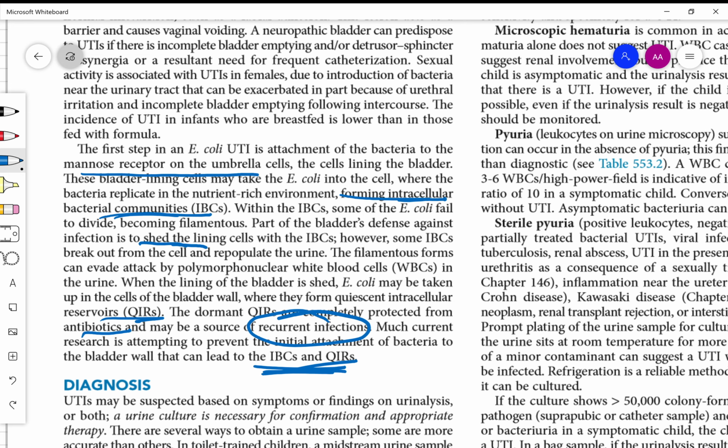So now the research is to find and target IBCs and QIRs so that they are not formed, and this will only happen if we prevent the initial attachment of bacteria to the bladder wall. So this is ongoing research. Thank you.